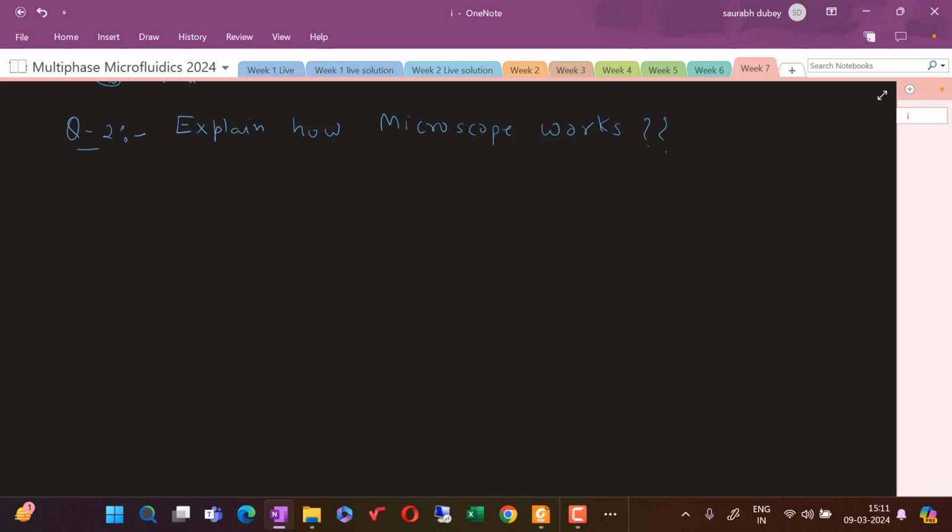So the microscope specifically, we use it for the fluid dynamical systems, and how a microscope works.